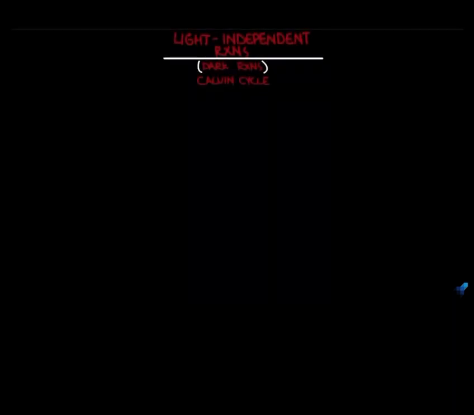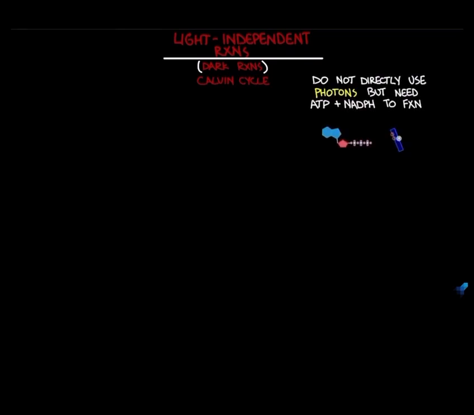Now let's look at the Calvin cycle, or the light-independent reactions. These are called this because they do not directly use light energy or photons, but can occur during the day even when light is present, not just at night. So the Calvin cycle is dependent on the products of the light-dependent reactions. Without light, the Calvin cycle would stop because it needs ATP and NADPH.